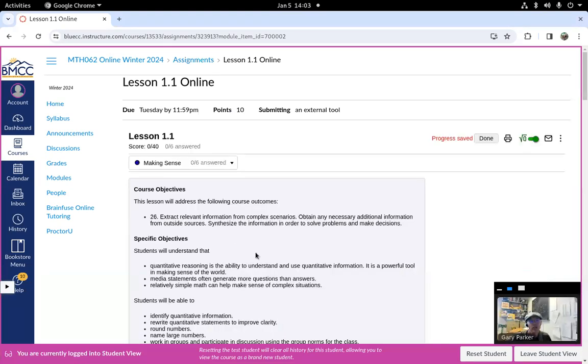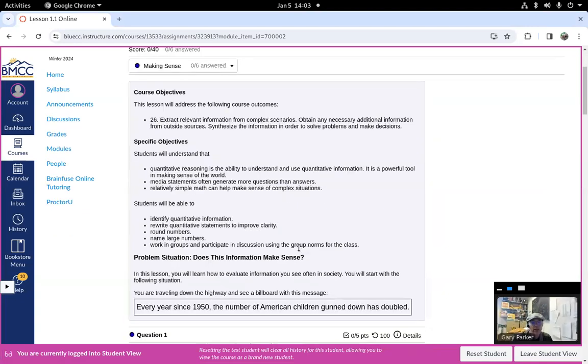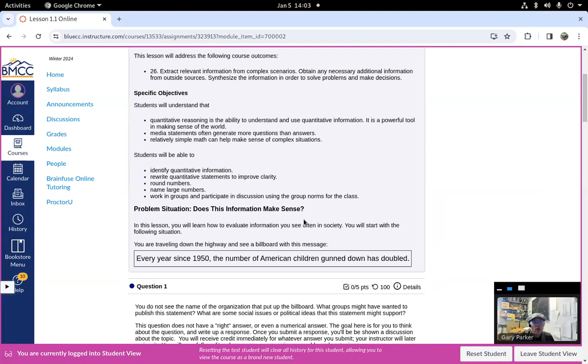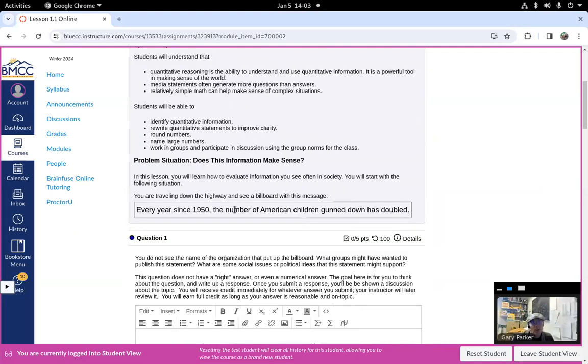So here we're going to look at some information that involves math, numbers, quantitative information. Quantitative information is just any information that has numbers in it, a quantity. And we're going to look at large numbers and rounding numbers. So the situation here, we're traveling down the highway and we see this billboard. On the billboard, it says, ever since 1950, the number of American children gunned down has doubled. Okay. So you don't see a name of the organization that put up the billboard.